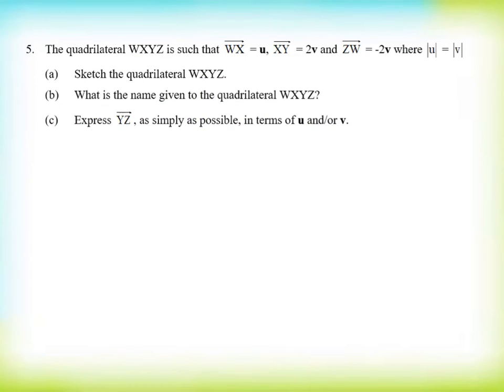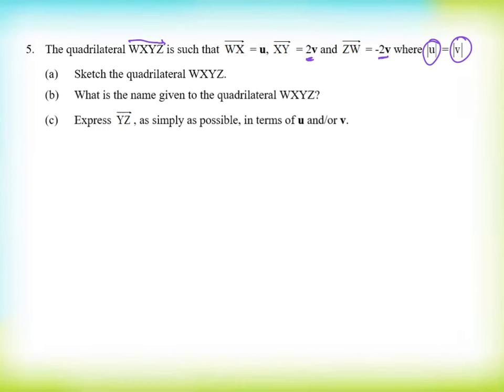Question number 5, the quadrilateral WXYZ is such that so and so forth. Now we must make sure the points flow in a particular direction. They must go from W to X, X to Y, and then Y to Z. Now they gave us the following vectors. We notice that this is 2V and this is negative 2V, meaning they are the same length but in opposite direction. And they tell us the length of U is equal to the length of V. So when we measure, we need to draw appropriately with measurements.